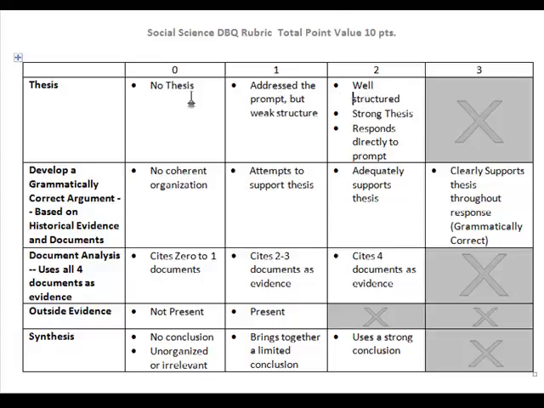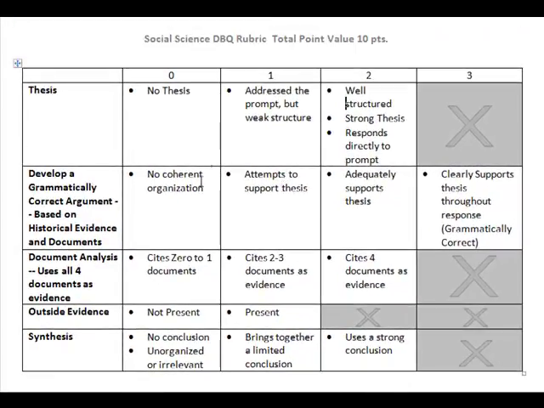So if you write a thesis, but it's kind of poor, you're only going to get 1 point. If you have no thesis at all, then you get 0 points. But if you have a really strong thesis, you're going to have the 2 points possible. This second part is where you guys are going to run into some problems. Developing a grammatically correct argument. That's going to be connected to the 4 documents you guys use.